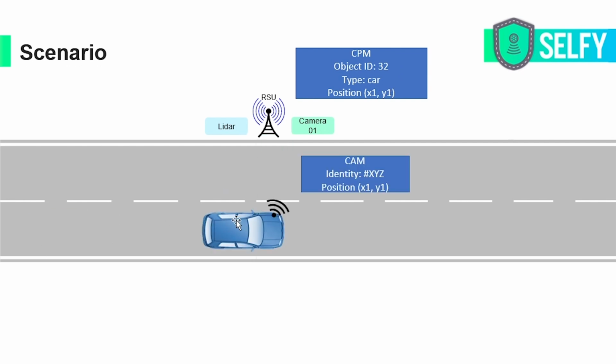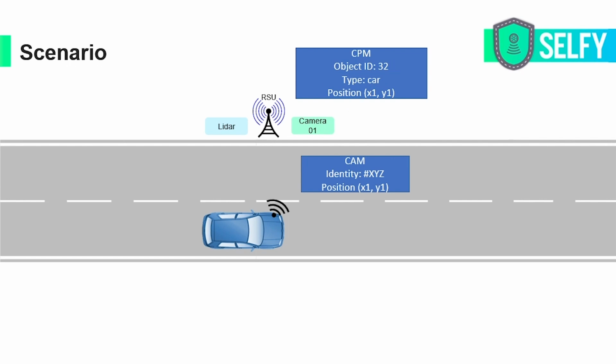Then, at some point, the car starts using a different identity to emit CAM messages, which is allowed and even recommended by the CAM specification to preserve the privacy of the vehicle. An RSU without SELFY tools would keep describing this object using the same ID.